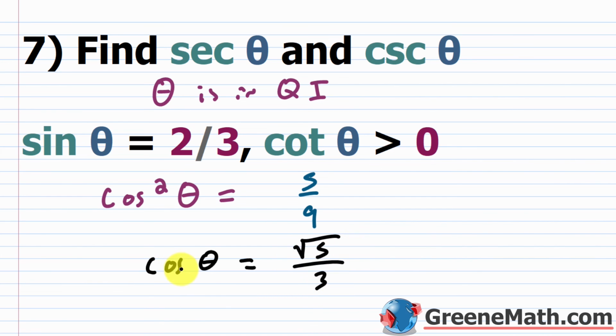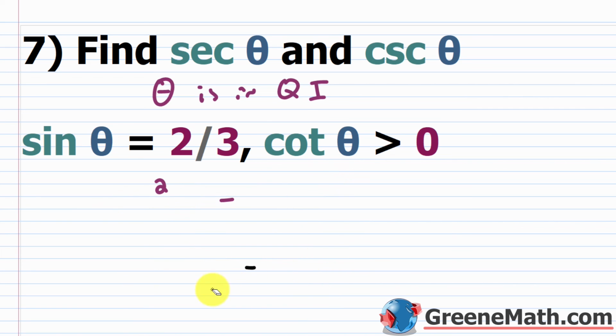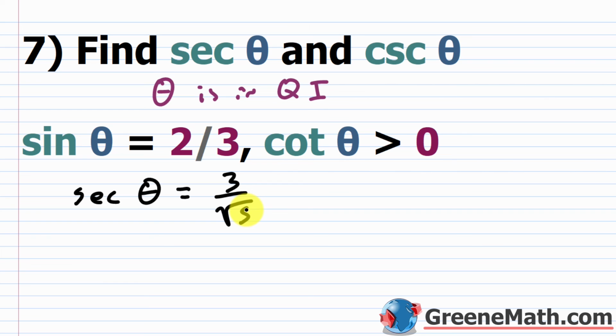Now, I don't want the cosine of theta. I want the secant of theta, which is the reciprocal of this. So this is going to end up being 3 over the square root of 5. So let me get rid of this. And let me say that the secant of theta is going to be 3 over the square root of 5. I would rationalize the denominator. So this is times the square root of 5 over the square root of 5.